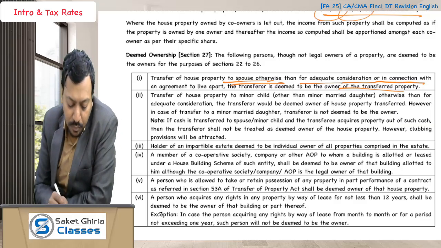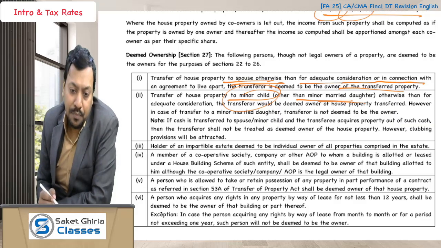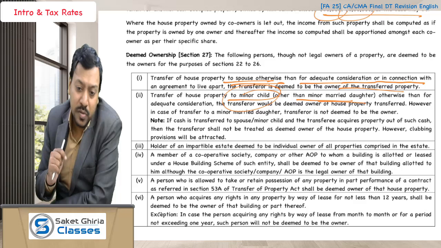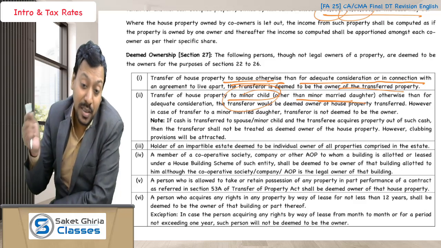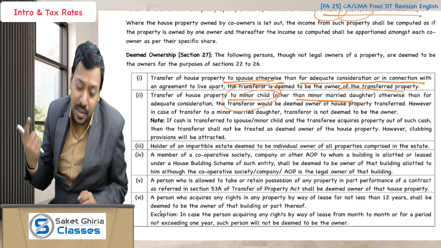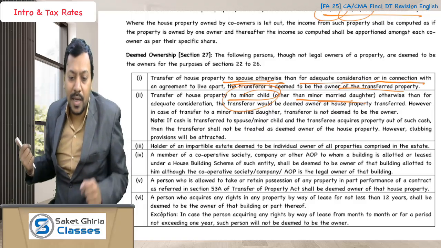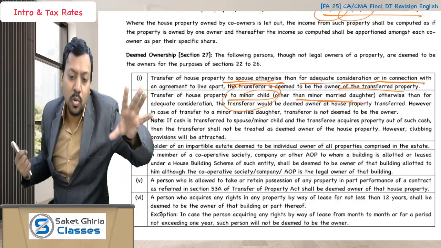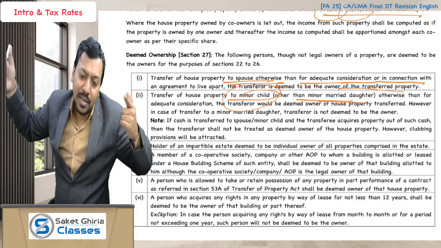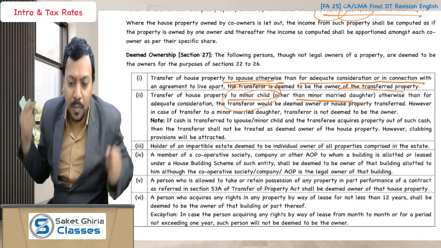Transfer of house property to a minor child, except a minor married daughter. If you are transferring the house property to a minor married daughter, the clubbing provisions will apply, but you will not be considered as a deemed owner. But if you are transferring the house property to the minor children except a minor married daughter, then clubbing provisions won't apply, but you will be considered as a deemed owner of the property, and by considering you as a deemed owner, the income under the head house property will be calculated as per the provisions and the income will be taxable in your hands.